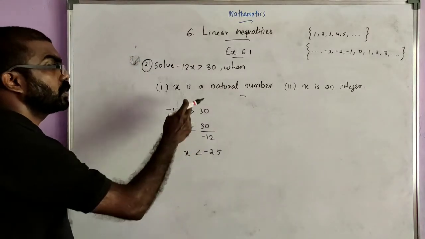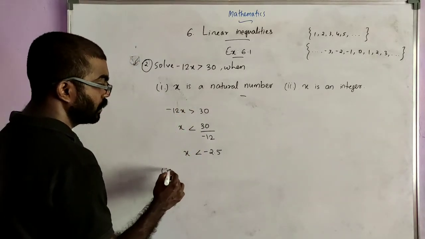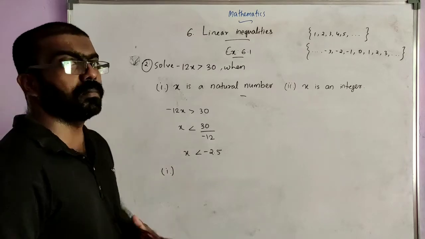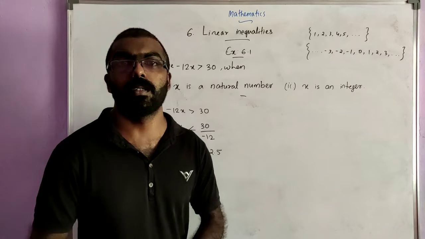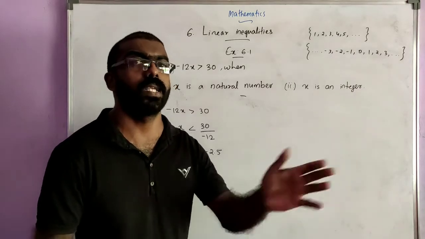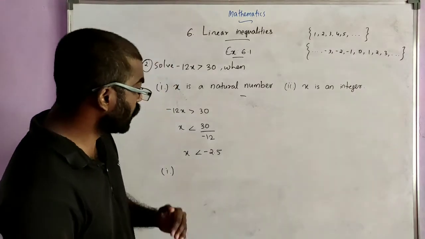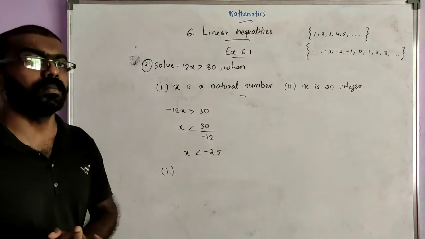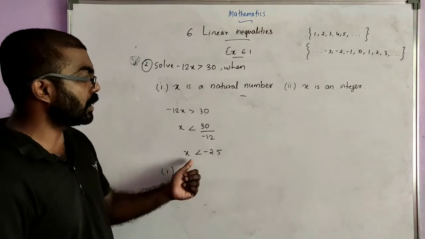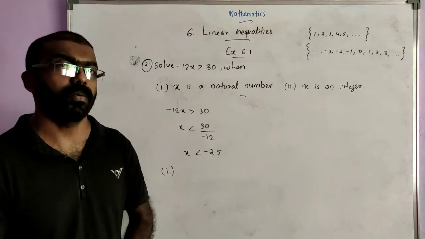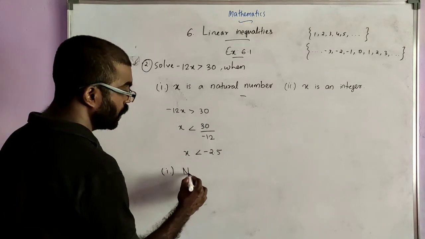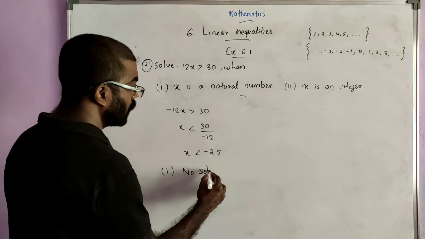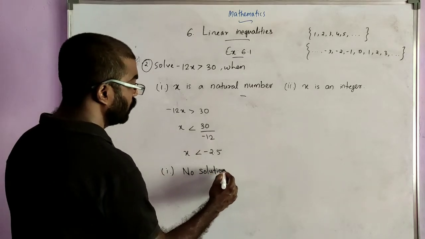And the solution in the set of natural numbers: the natural numbers are less than minus 2.5? We know natural numbers start with 1, 2, 3, etc. So here there is no natural number which satisfies the condition x is less than minus 2.5. So we can write that in the set of natural numbers there will be no solution for this inequality. No solution.